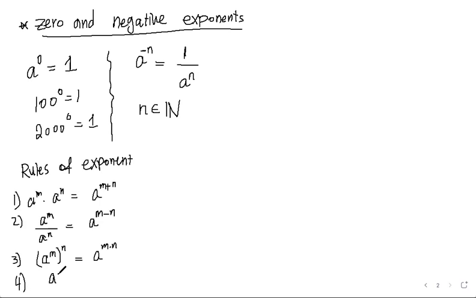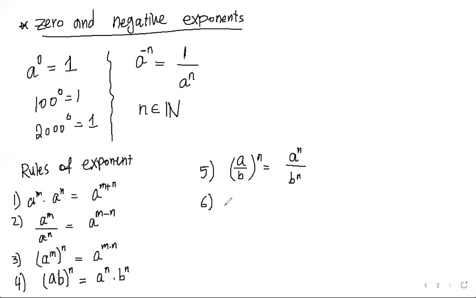I said a times b, all of them raised to the power n. I can distribute the exponent to both variables inside the parentheses. So this is equal to a to the n times b to the n. Number 5, a over b, all of these to the n. I can again distribute the exponent inside the parentheses, equal to a to the n over b to the n.